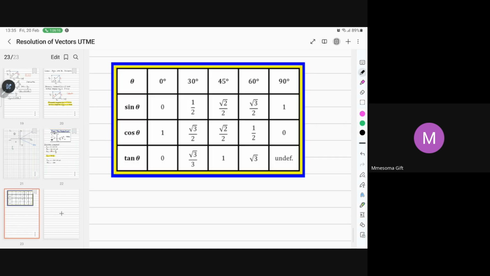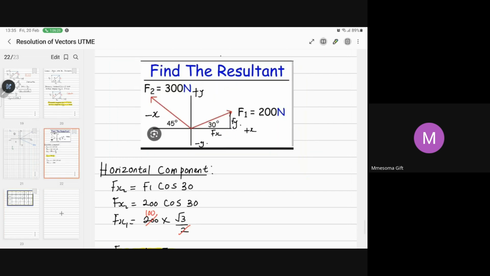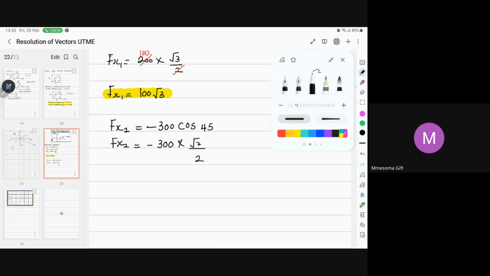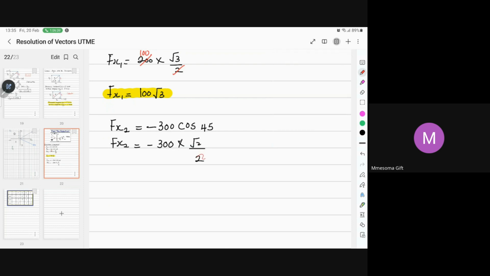Let's get the special angles. So special angles cos 45 is root 2 over 2. Can you see that? Root 2 over 2 for the special angles. So I'm going to plug that right into the equations. So that will be negative 300 times root 2 all over 2. For people that can divide very well, you could actually see that we can divide something right here. 2 can cancel 300. So that we'll have that fx2 is equal to minus 150 root 2. So we can take note of that.